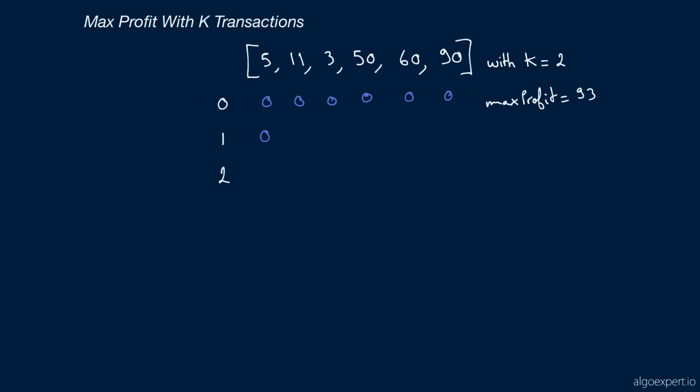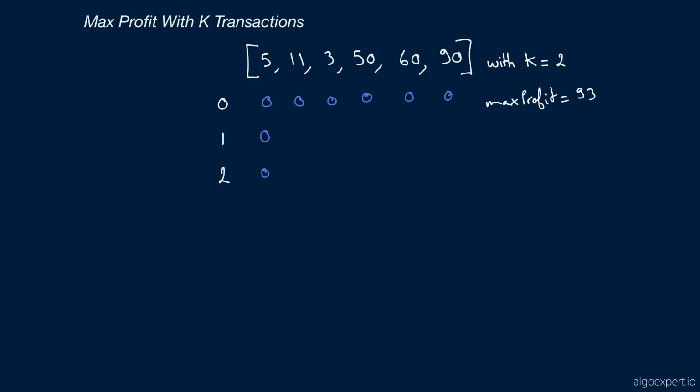And it turns out that when we build up this 2D array, the first column is always going to be 0, because if we only have one price, we can never make a profit off of just one price, so we can go ahead and fill that out with 0 as well. Now let's move on to this first row, this second row here, and this second column.